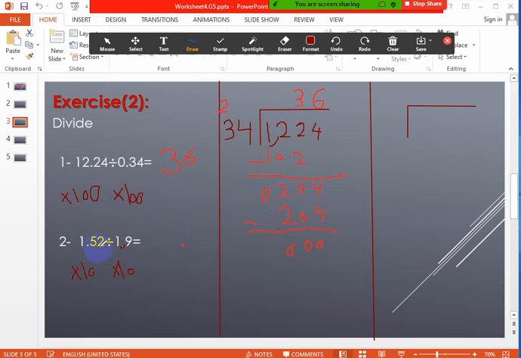Now 1.52 multiply 10. I have to move the decimal point only one digit to the right side, so the number becomes 15.2. And the 1.9, if I multiply it by 10, the number becomes 19. Now I want to divide 15.2 by 19. Let's start with, yes, Larissa. 1 divided 19.